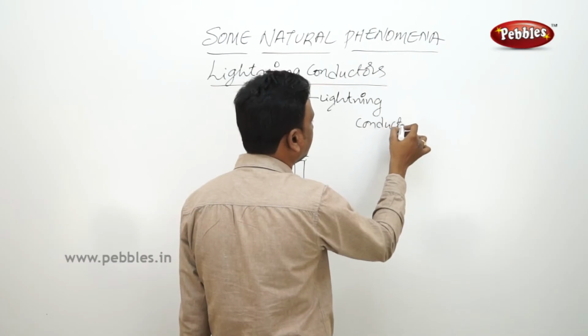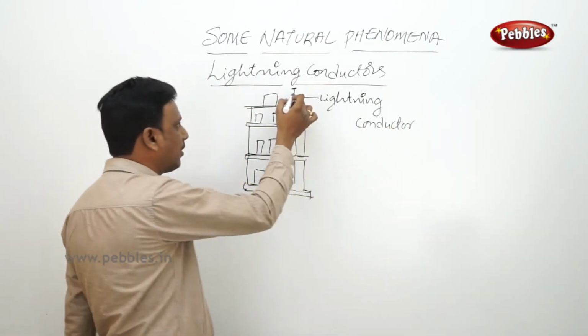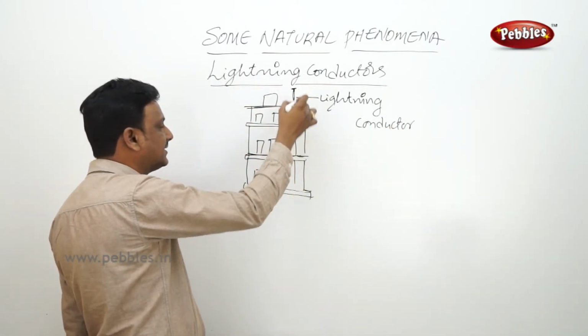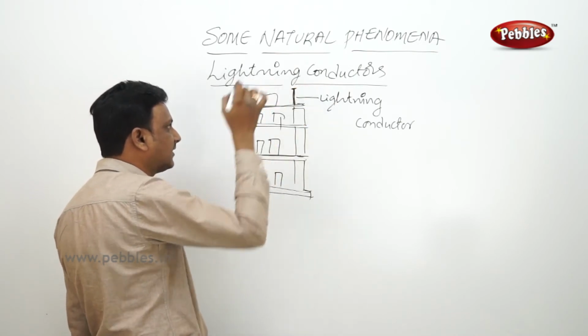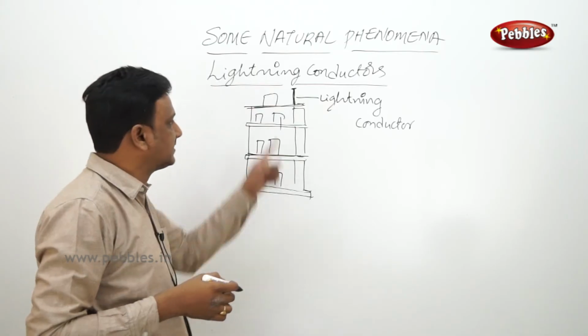A lightning conductor is a metal rod which is higher than the building. See, on the building, this is the tallest one. See that no other object is taller than the lightning conductor. Here is a lightning conductor.